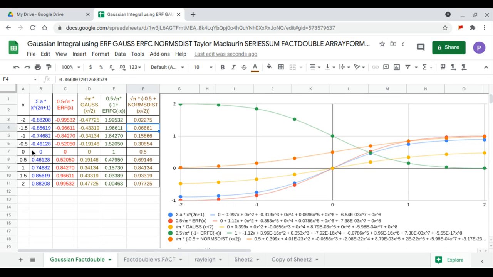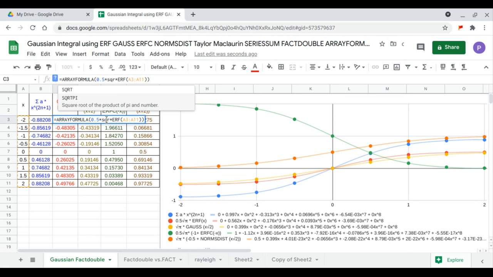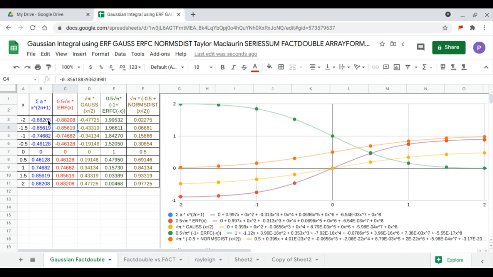Now we modify. Begin with the error function. So this is multiplied by 0.5 times square root of pi. So that's 0.5 times, and then multiply this by square root of pi. So the blue and the red datasets are the same. Their trend lines are also the same. Their polynomials are also the same.